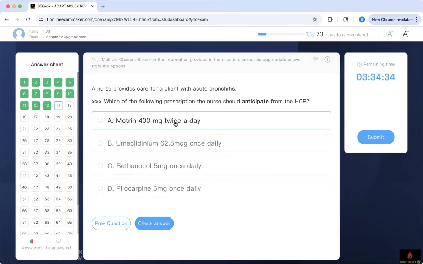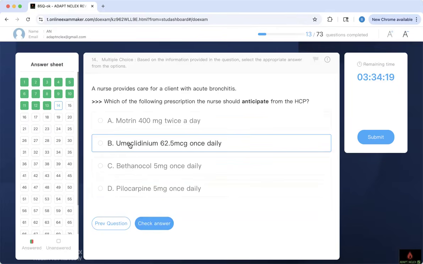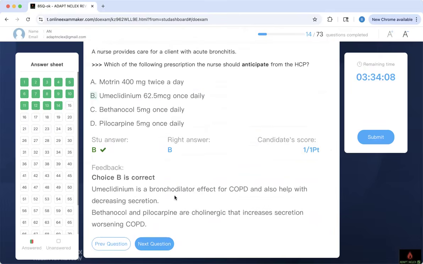COPD patient, you should avoid what? Morphine. Bethanechol is what? Cholinergic. COPD patients should avoid cholinergics. They should take anticholinergics. And pilocarpine is also cholinergic. Umeclidinium is what? Anticholinergic. It helps with what? Bronchodilation and helps get rid of the mucus, because this is what? Acute bronchitis. This is your right answer. This bronchodilator helps with secretions. So it's very, very important.